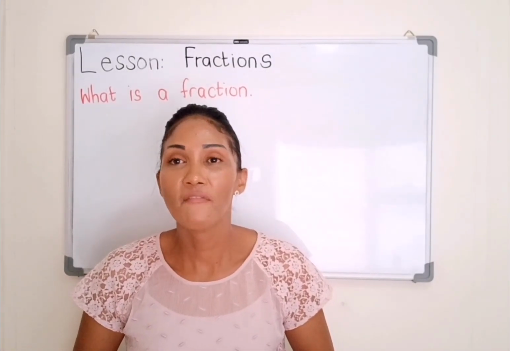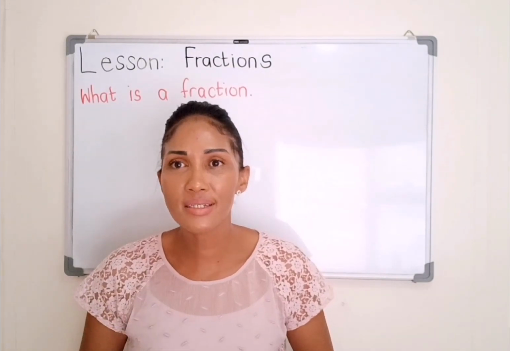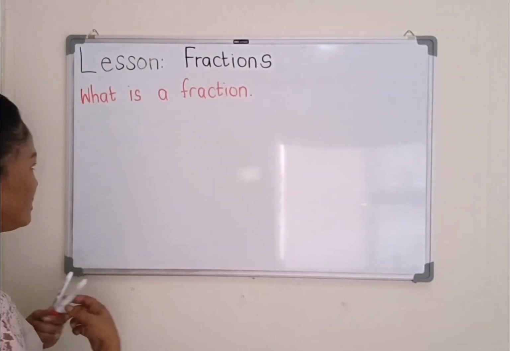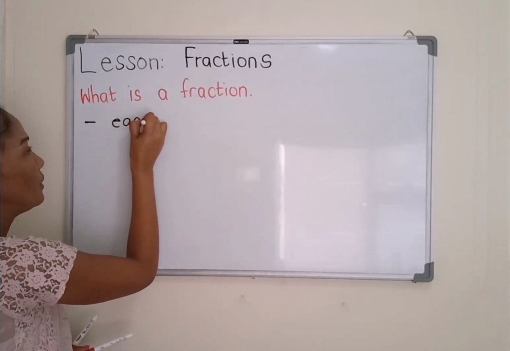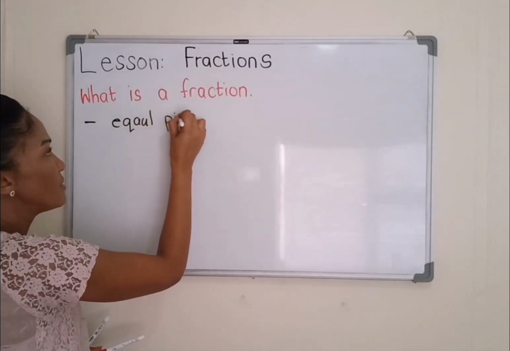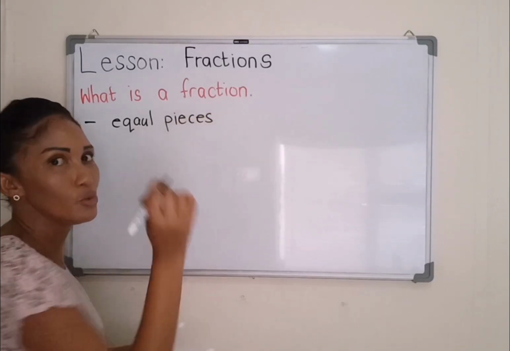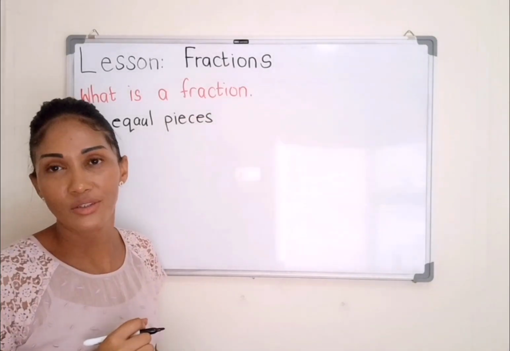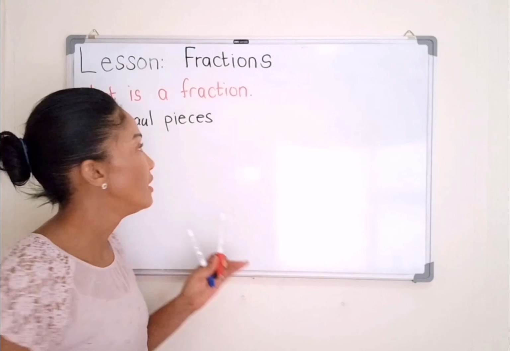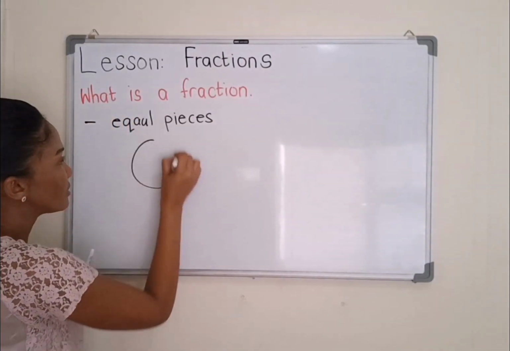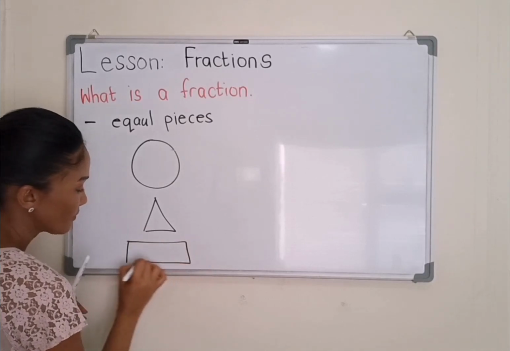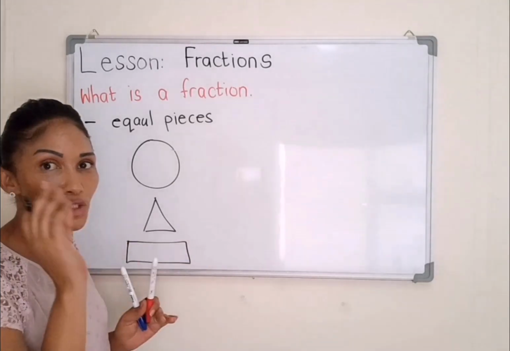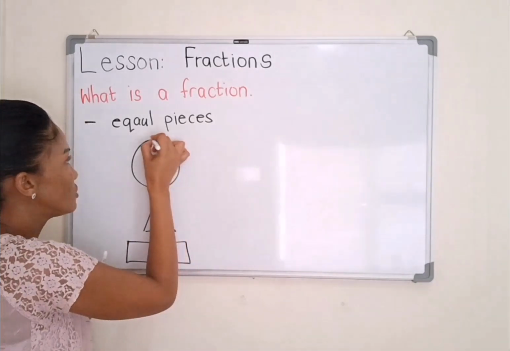Lesson today is fractions. What is a fraction? A fraction is when we divide something into equal pieces. Now in mathematics, we usually use shapes to divide something into equal pieces. For an example, if I have a circle, a triangle, and a rectangle, and I need to divide it into equal pieces, I'm going to use a half.